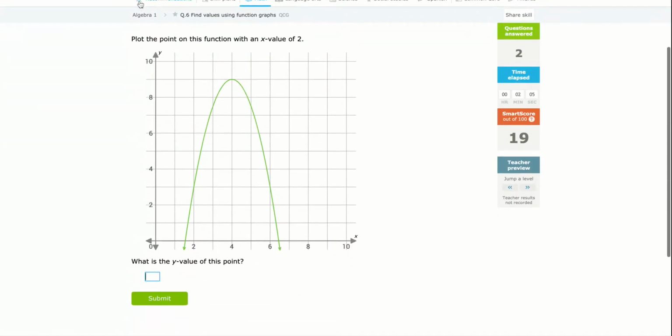So here's one that's a curve. So it says plot the point on the function with an x value of 2. So I come along here until I find an x value of 2, which is right here. I look up until I find where the graph is meeting this x vertical line. And I find that point has a y value of 3.